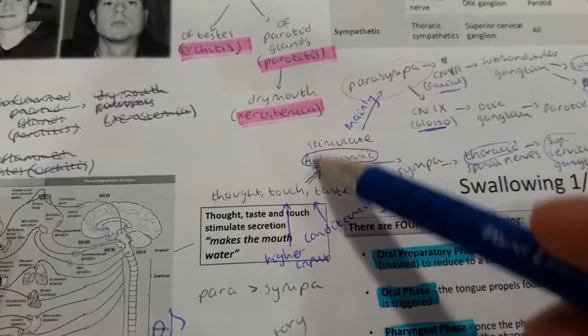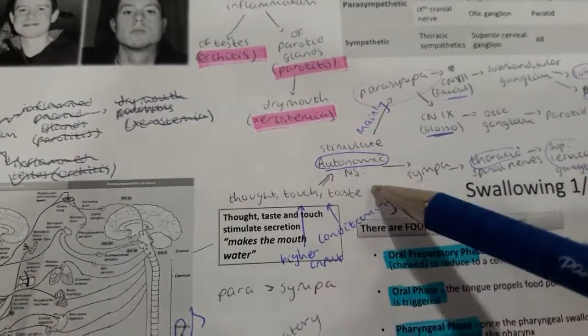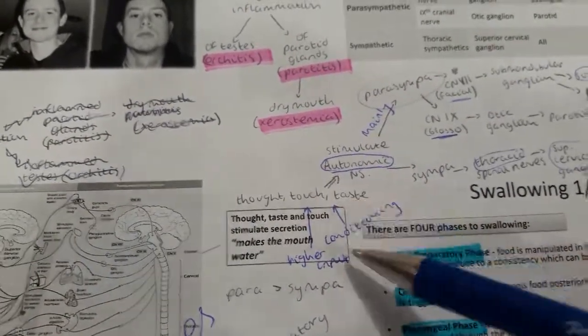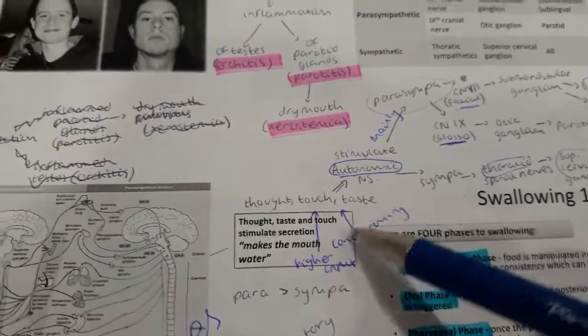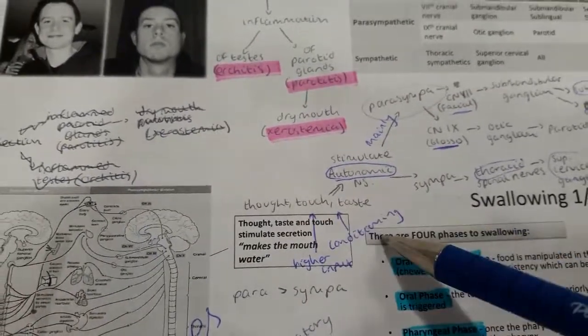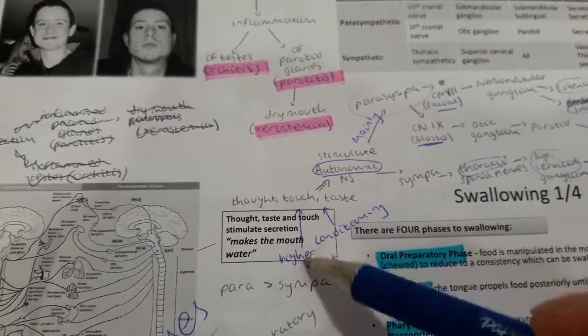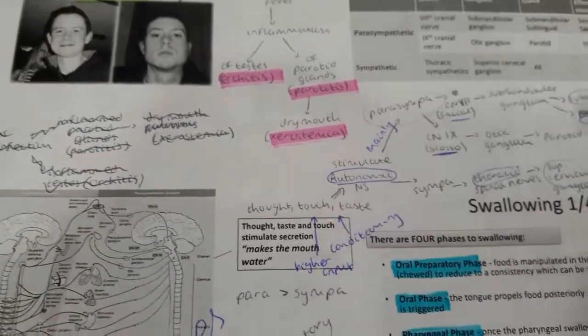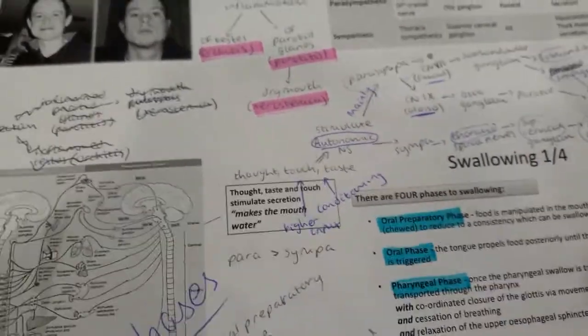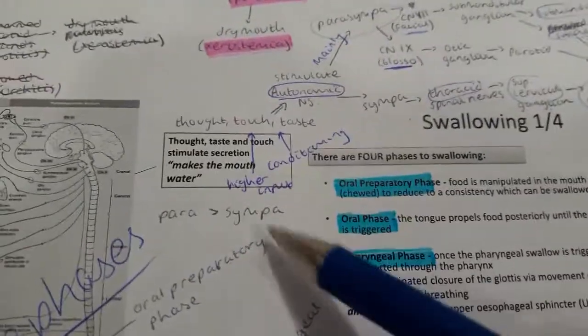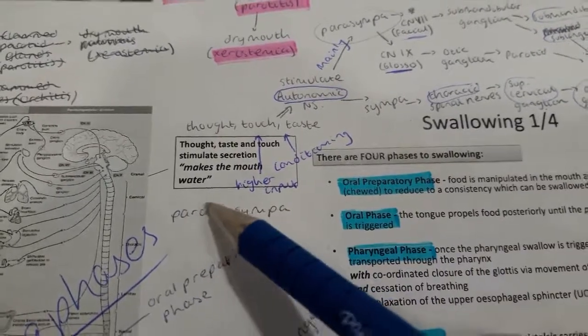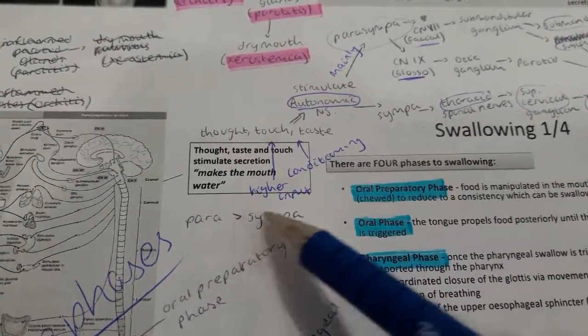How are you going to stimulate the autonomic nervous system? Well, you're going to stimulate it through thought, touch, and taste. It can either be conditioning, because you're conditioned to associate touch and thought of food with food, and also higher inputs, like you're controlling the autonomic nervous system. Or higher input even, so like when you're thinking about it, right? And as I've written here, parasympathetic predominates over the sympathetic.